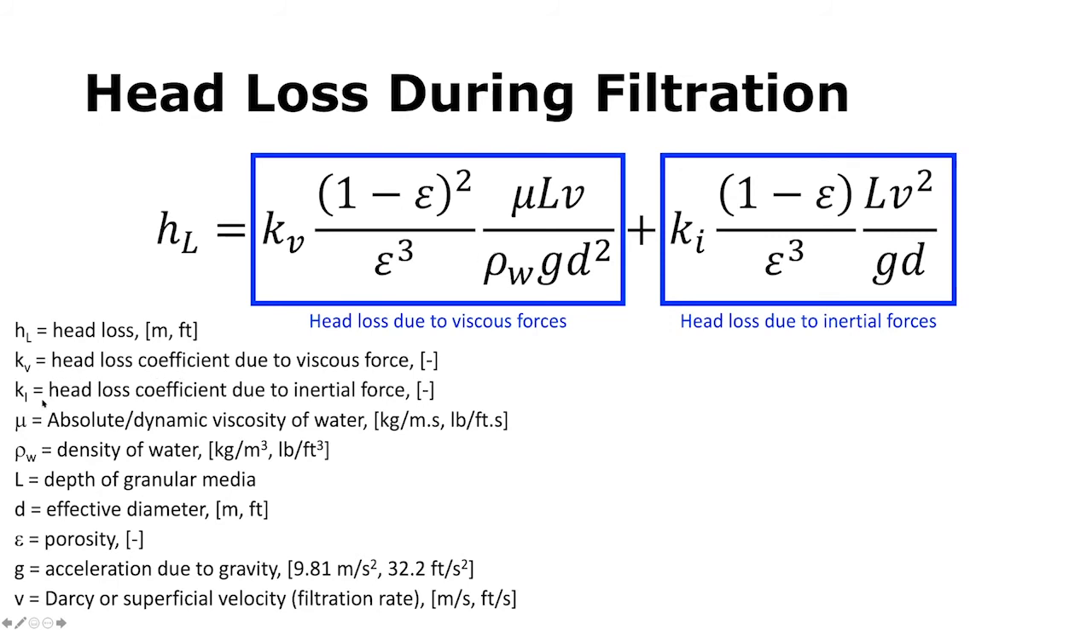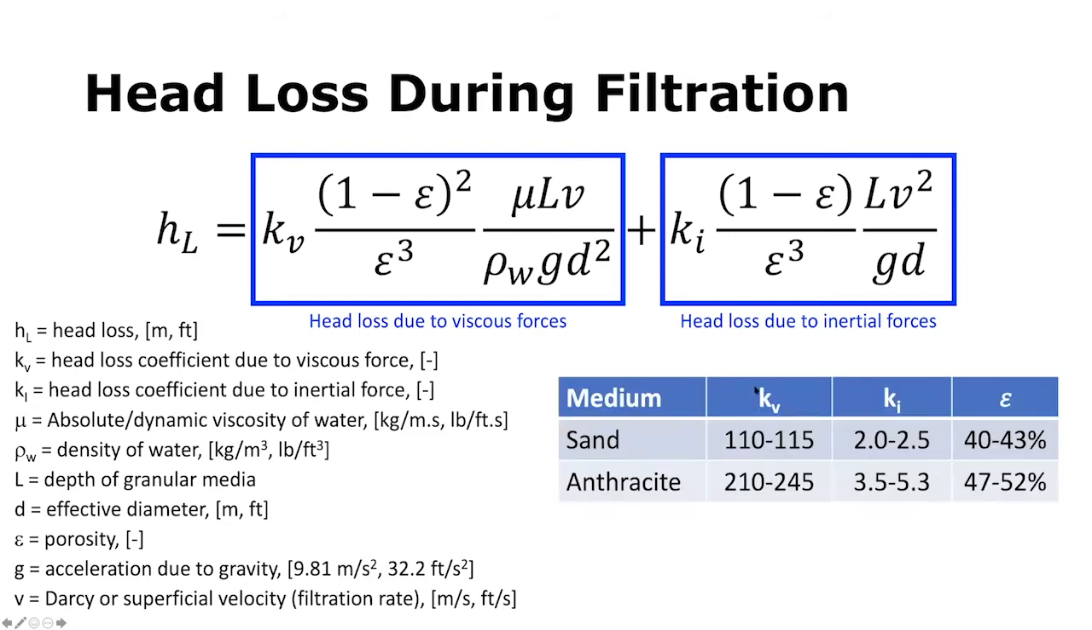So we have things like the absolute dynamic viscosity of water, the density of water, the depth of the granular media, the effective diameter of the media, porosity, the acceleration due to gravity, and velocity or filtration rate, V, here. And depending on the medium, we have these coefficients, K sub V and K sub I, as well as the porosity value, which would typically range between these levels for sand or for anthracite, depending on the medium that we're using in the filter.